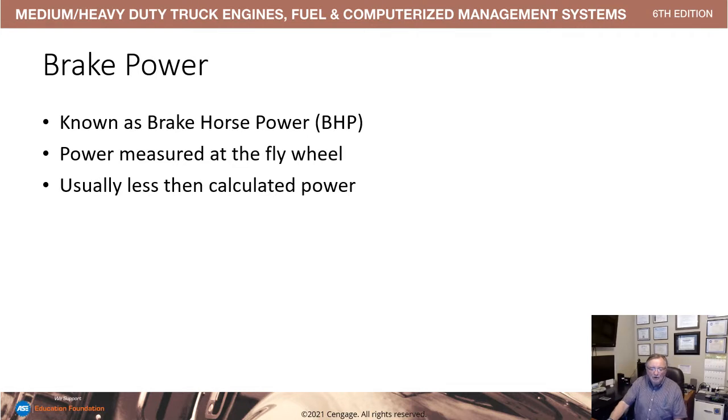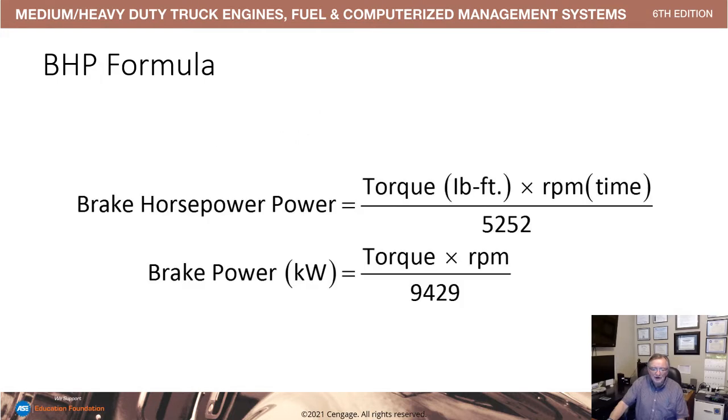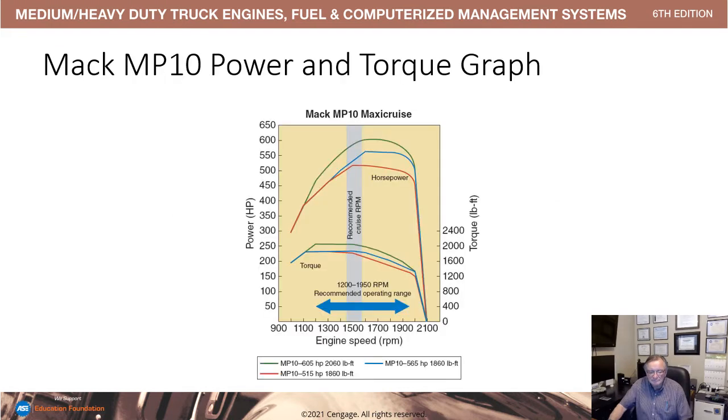Brake horsepower. Power is measured at the flywheel, and it's usually less than calculated power, and we're going to take a look at that and find out why. Brake horsepower is torque times RPM, how much time it's working, divided by 5252. Brake power, in kilowatts, is torque times RPM divided by 9429.